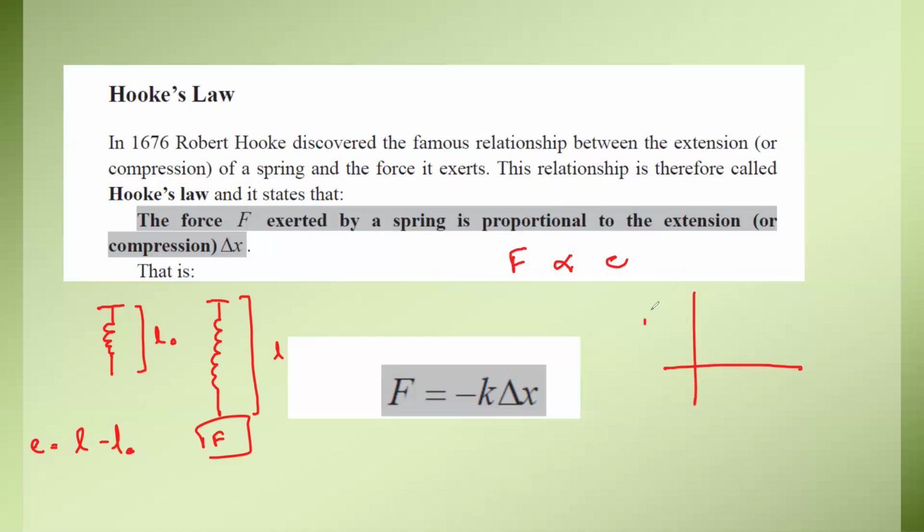So if we sketch a graph between the force and the extension, whenever two quantities are directly proportional, the graph will start from the origin and it will be a straight line. The last point where this relation is valid, we call the limit of proportionality or the proportionality limit. What does the term limit of proportionality mean?